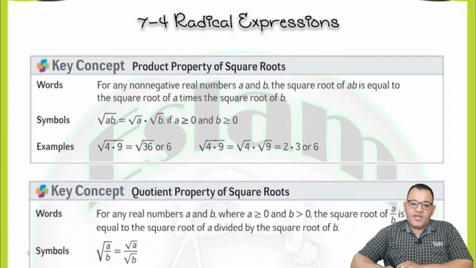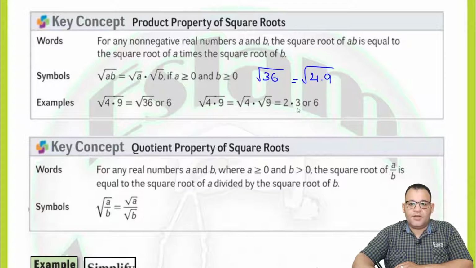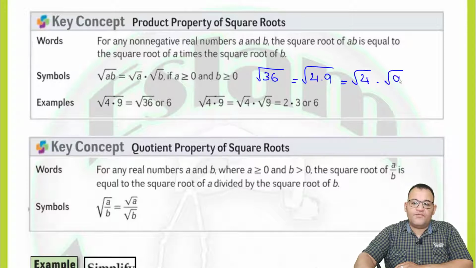So the first formula that we have: if we have the square root of a times b, it equals the square root of a times the square root of b. For example, the square root of 36 equals the square root of 4 multiplied by 9, because 36 is equal to 4 times 9. So we can write it as the square root of 4 times the square root of 9.